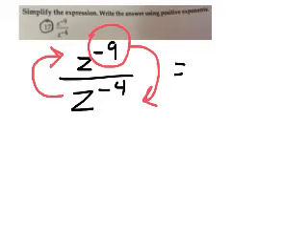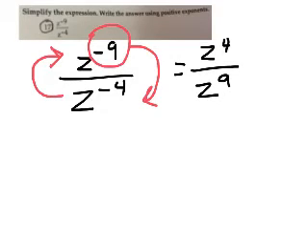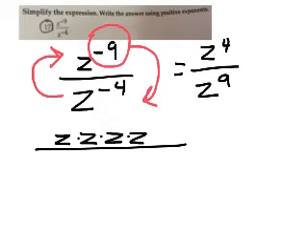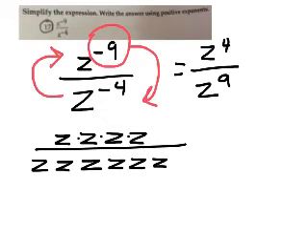So we're just going to do that. We're going to put the z to the 4th power on top and the z to the 9th power underneath. Now once we have that, factor the thing out. See how many z's you have. On top we have 4 of them: 1, 2, 3, 4. And that's over 9 of them: 1, 2, 3, 4, 5, 6, 7, 8, 9.